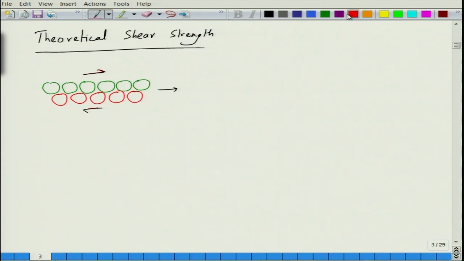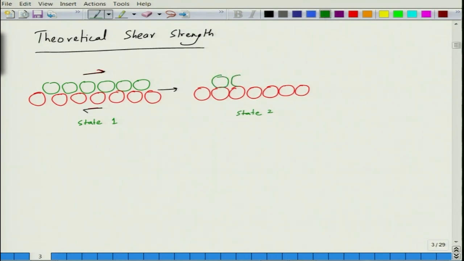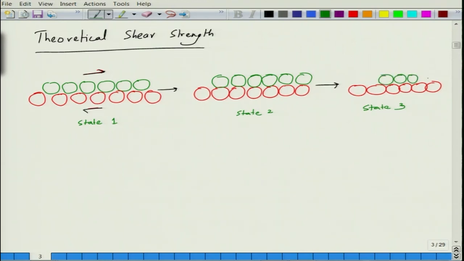when you apply stress to this crystal, let us say it is like this, then what will happen is that, let us say the bottom layer remains the same. So, basically there will be relative movement. So, this is the state, let us say state 1, then you reach state 2, when the green atoms will now sit on top of these red atoms. Okay. And then when you want to take it further, state 3, then you have the green atoms will then move to again these positions.